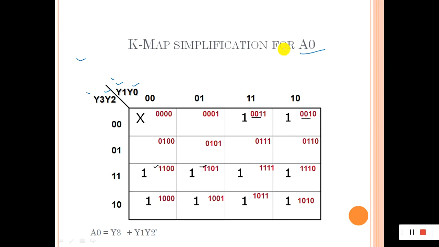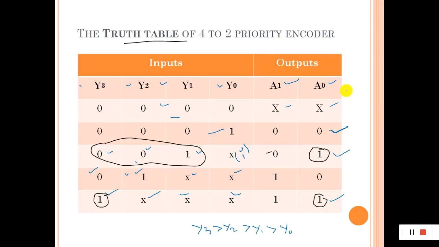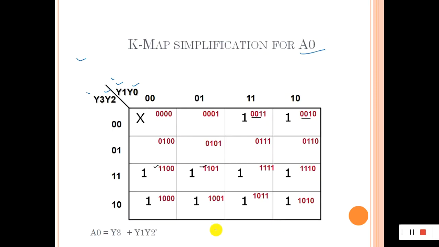Just we can check the other ones. No, only two values are high for A naught. Now what is the next thing? The next thing is just pairing. You can observe that this is an octet. So this is a pair octet. Just reduce or minimize it.